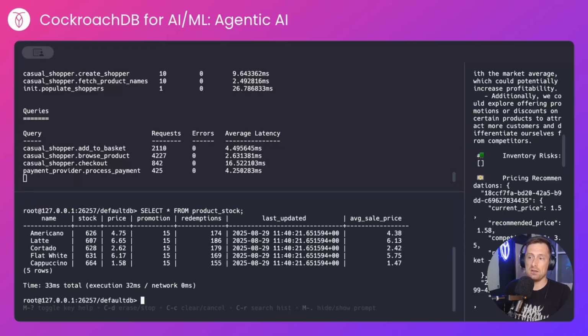If I refresh it again, you'll see those numbers go up. We last updated the price a couple of minutes ago, and the average sale price is coming down because I've coded the workflow to look for promotions where available. So the prices are slowly coming down to a market average.